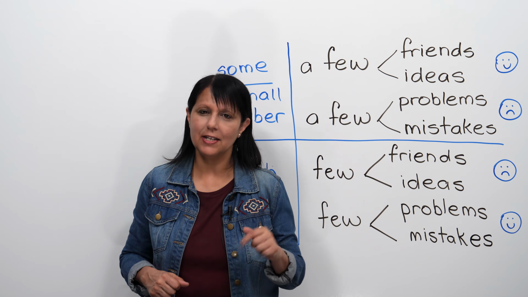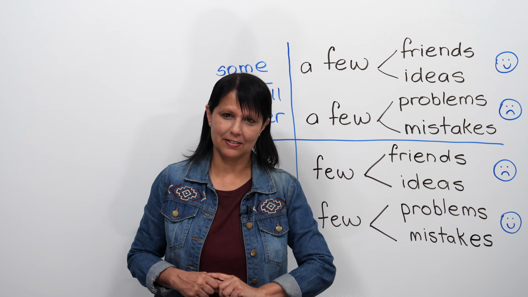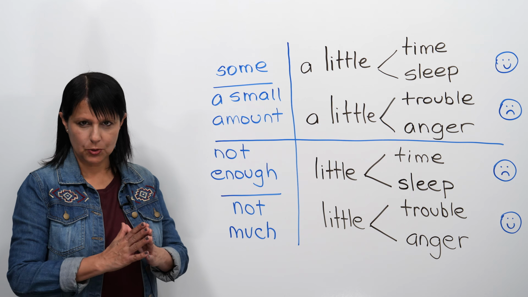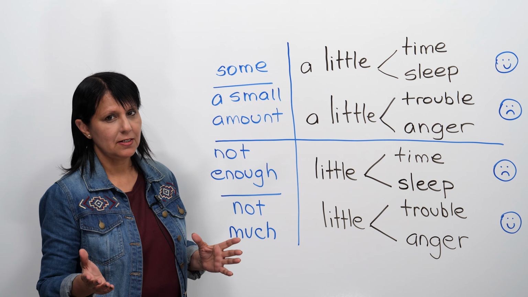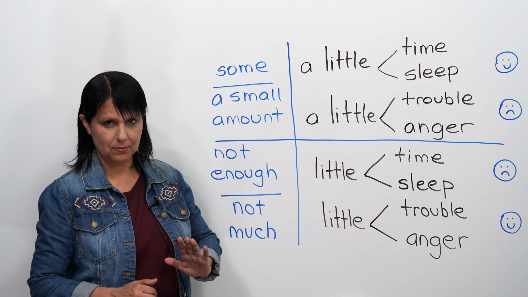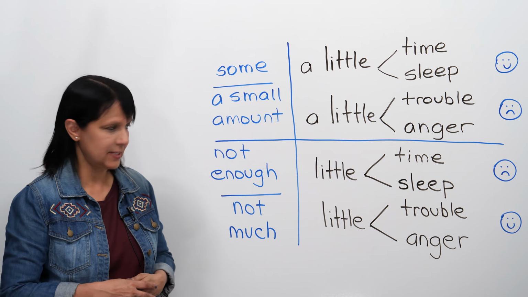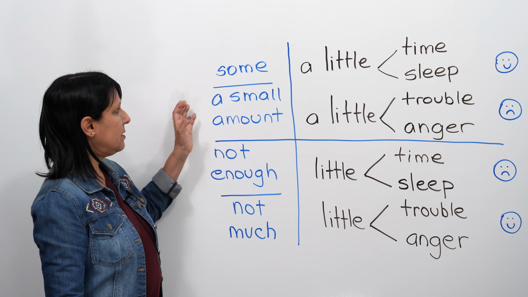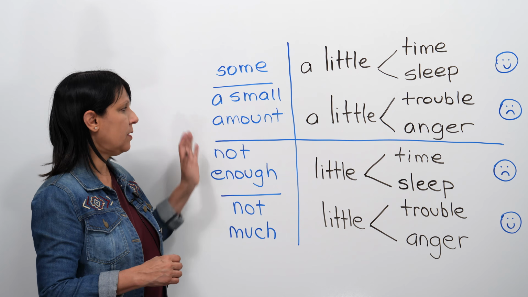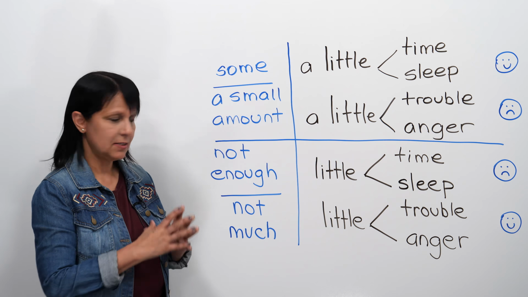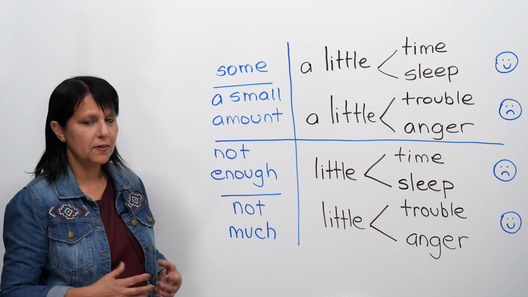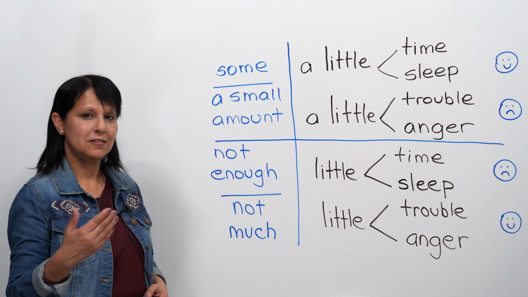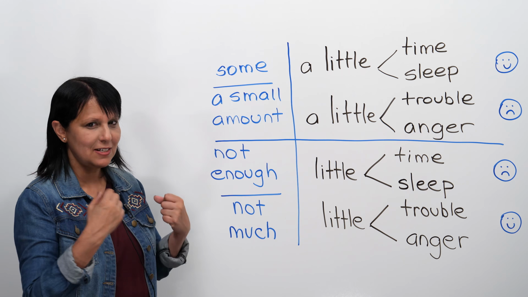Now let's look at little and a little. It works the same way. So now, let's just review. A little or little we use with what? Uncountable nouns. Okay? So let's look at how that works. A little means some or a small amount. And little means not enough or not much. Let's look at the example so we understand clearly.